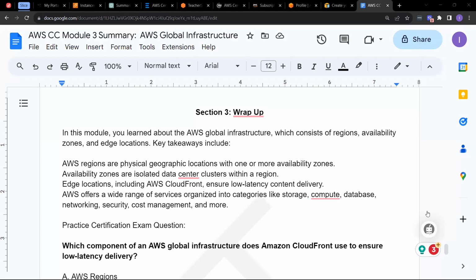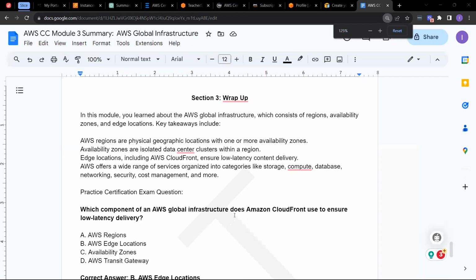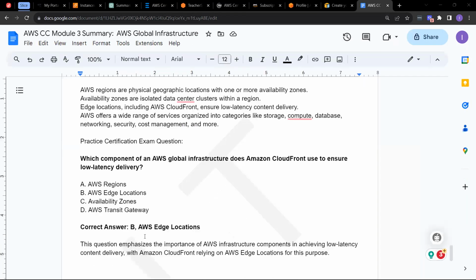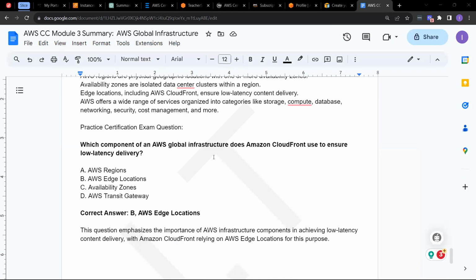Edge location, sorry. Before they read the questions and then understand. Okay, so yes, the answer is edge locations. Great. So today we will look at another set of questions.